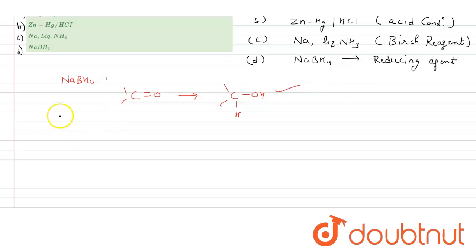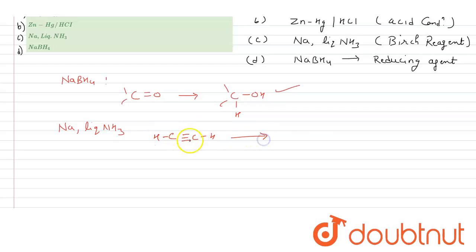And if I talk about sodium in liquid ammonia, this converts the alkyne part. I can write this clearly. This is our alkyne, not alkene, C triple bond CH.